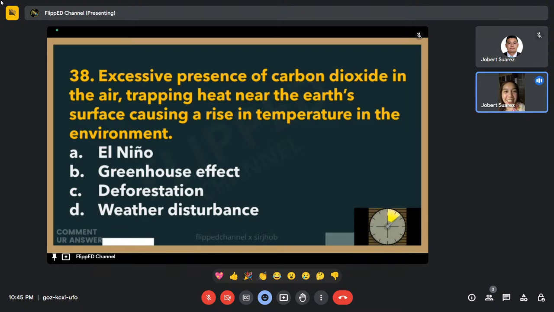Number 38, excessive presence of carbon dioxide in the air, trapping heat near the Earth's surface, causing a rise in temperature in the environment. What do you call this?